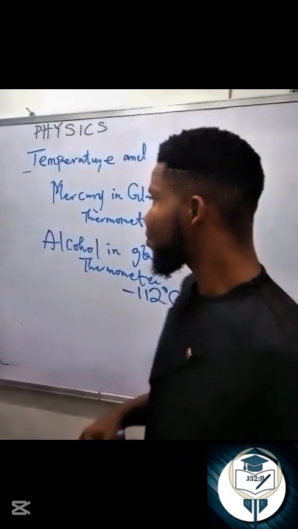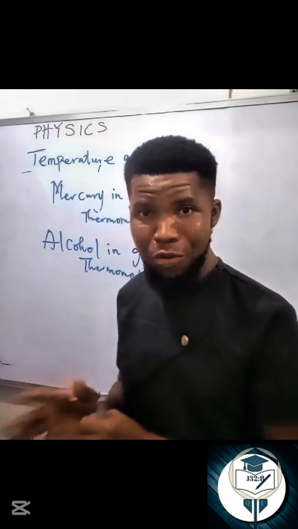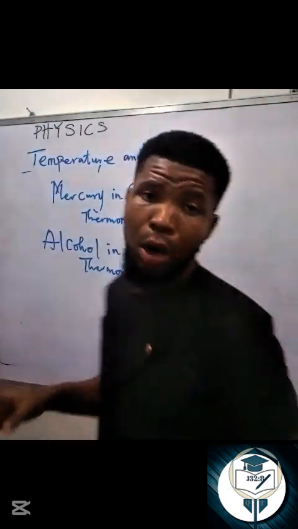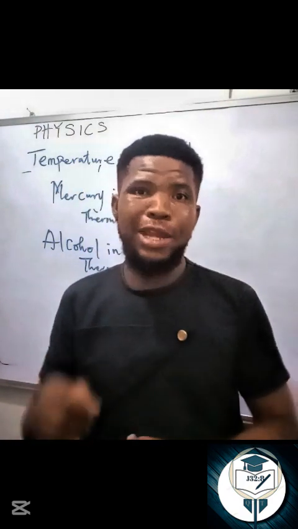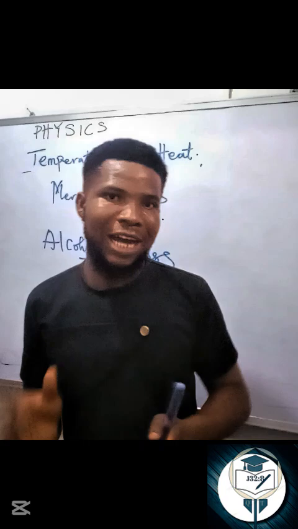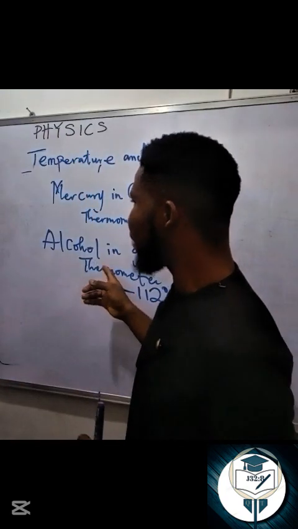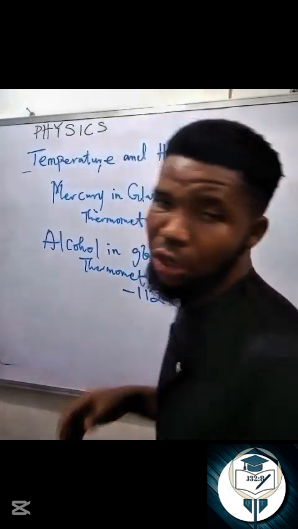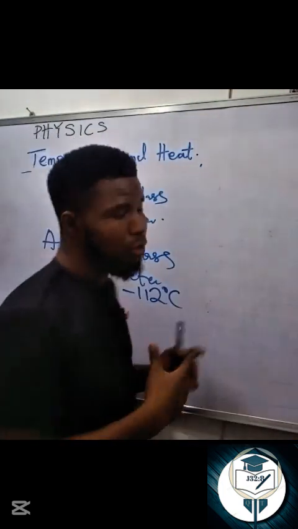Number three, alcohol does not expand uniformly like mercury. Then alcohol wets glass like water. It's almost like water. It wets glass, and that's the disadvantage. Apart from that, alcohol can measure really low temperature. So that's just it.